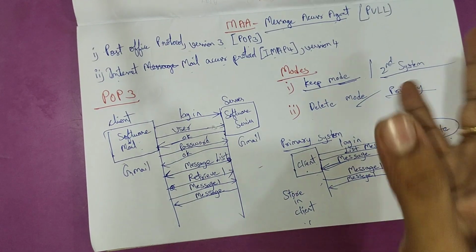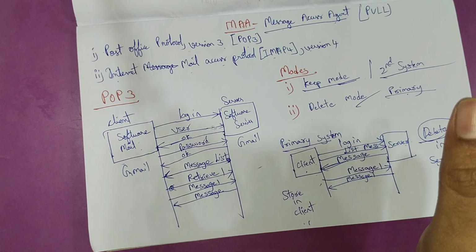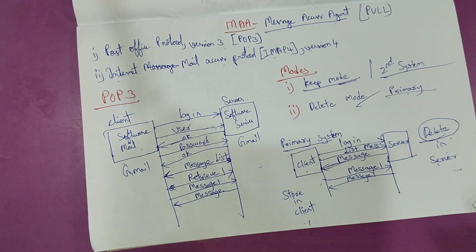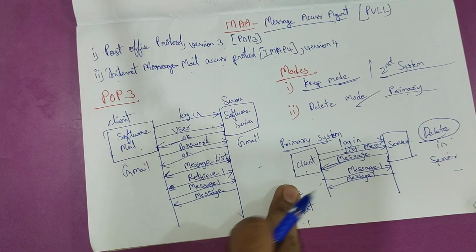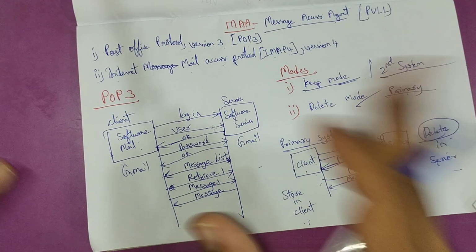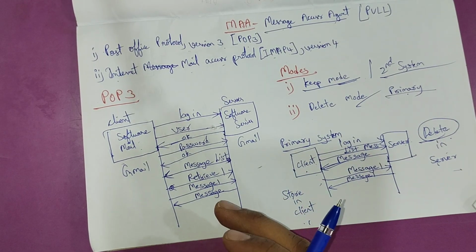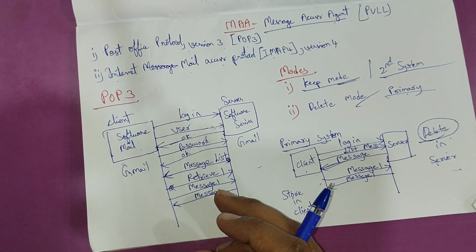In that system, in keep mode, the data does not get deleted, the messages do not get deleted. Whenever you are opening in a primary system, the data will be deleted in the server and it will be stored in the client. This is all about your POP3. In the next video we will be discussing IMAP4.